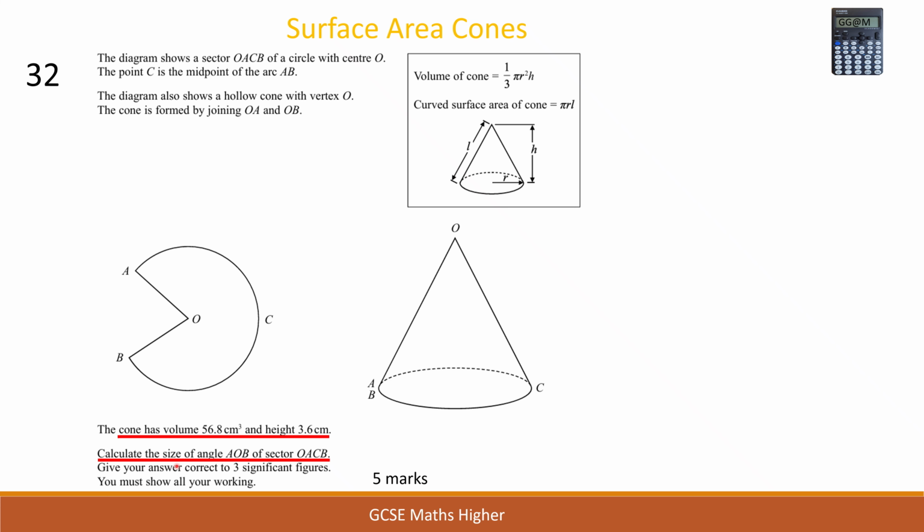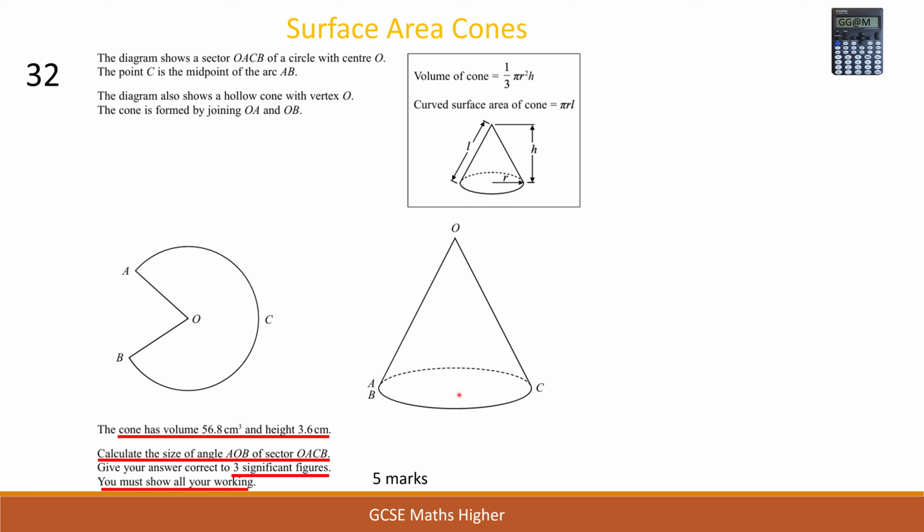So it says find the size of angle AOB, so AOB of the sector, this shape here. Give your answer to 3 significant figures and show your working. So from here we can work out the slant height, as I've just said, using Pythagoras and the height and the radius. Once you've got the slant height, you can work out the curved surface area. So the curved surface area of this shape here will be the area of this sector.